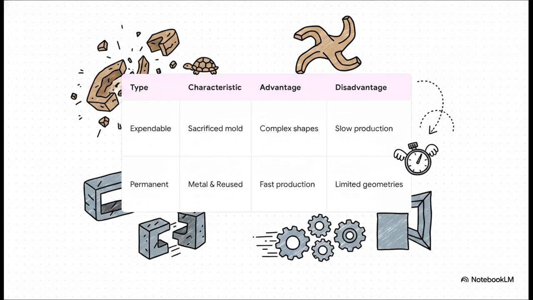Permanent molds, on the other hand, are made of metal and reused over and over. That gives you a huge boost in speed and production rate. But the catch is, your geometry is strictly limited. You have to be able to open the mold and pop the solid part out without breaking it. So you're always balancing speed against complexity.